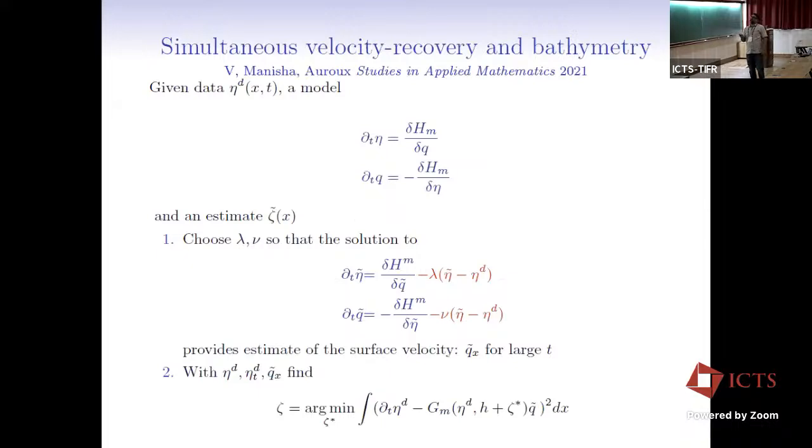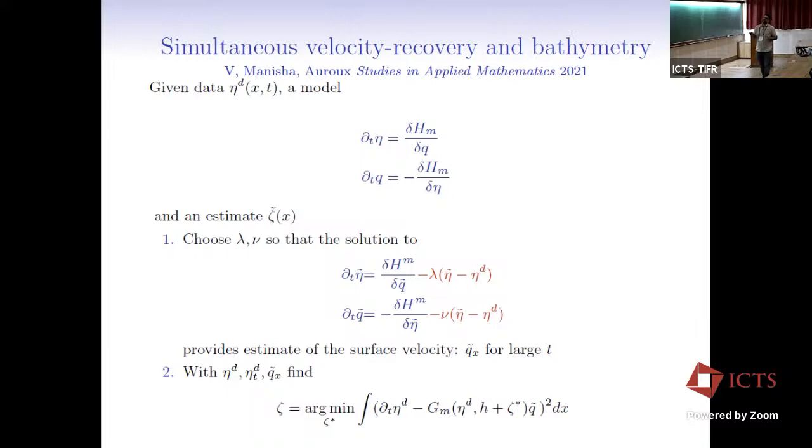Okay, so simultaneous velocity recovery and bathymetry. Suppose somebody gives you data, eta as a function of space and time, and suppose somebody also tells you a model. Right? So it's reconstruction in the context of a model. Model is dependent on a choice. We are saying, for a whole family of models, we can repeat this process. So it's not a particular model. If you want to pick another model and see the consistent reconstruction, we can do that.